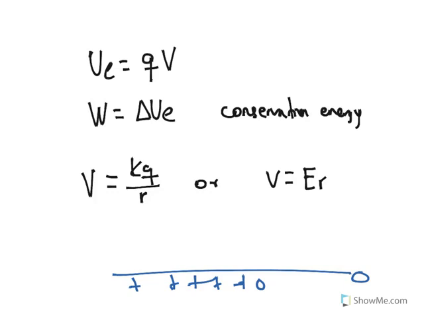So if I evaluate an electric potential here, I can state, for instance, that this is going to be E times R, being R here the radial distance from the source to the point I am evaluating.